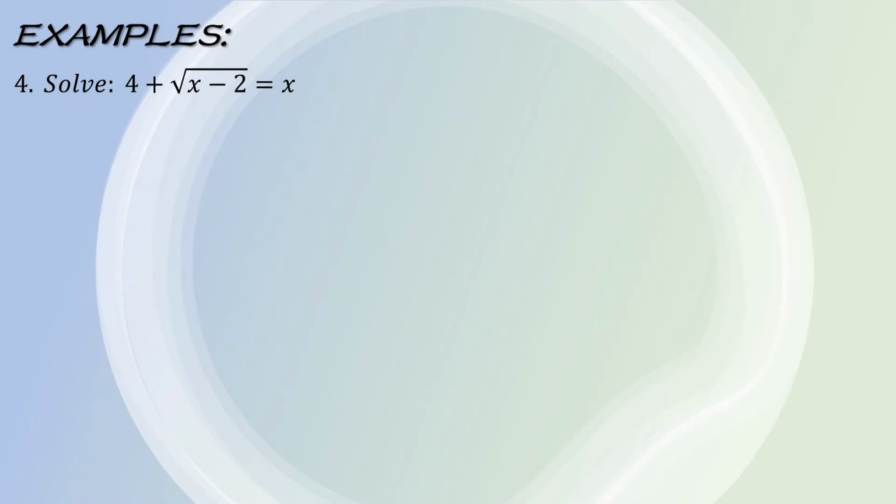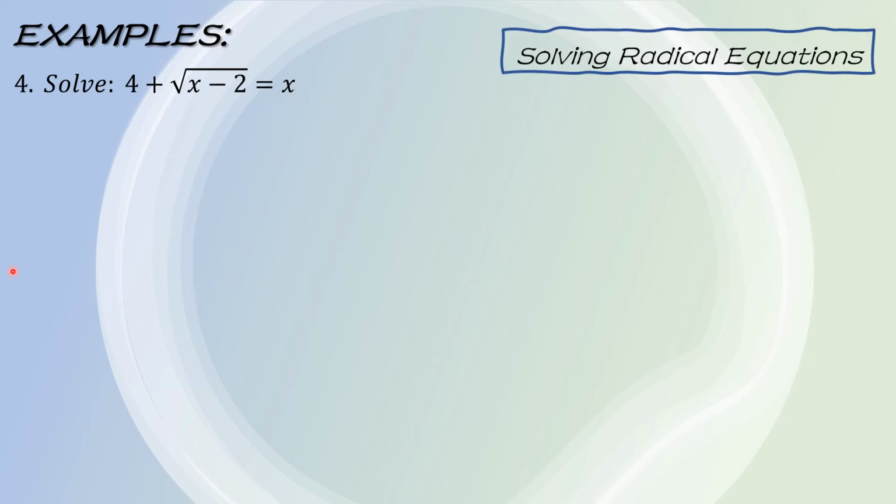Fourth example, solve 4 plus square root of x minus 2 equals x. Kung mapapansin nyo, dalawa na yung ating variable x. So, kailangan kapag nakuha natin yung sagot dito sa left side, mag-i-equal siya dun sa value mismo ng x sa right side. So, again, let us follow the rules.